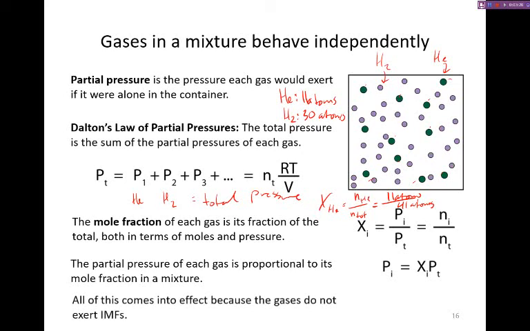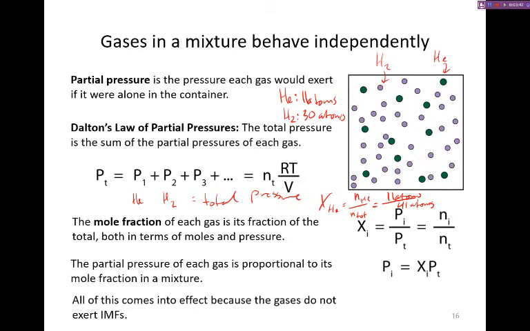And all of this comes into effect because the gases do not exert intermolecular forces on each other. If they did, then they would interact with each other and they would not exert the same pressure. Energy would be lost, and so the pressure would end up being lower than otherwise.